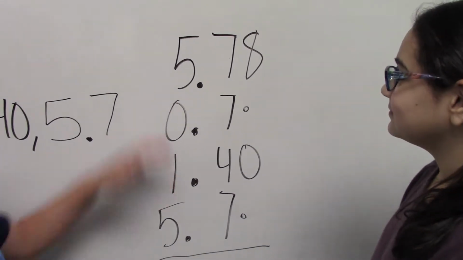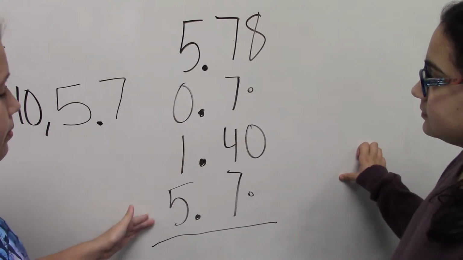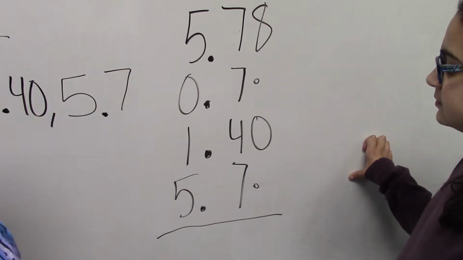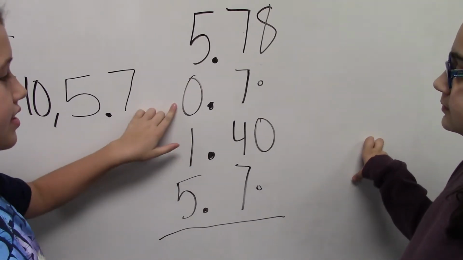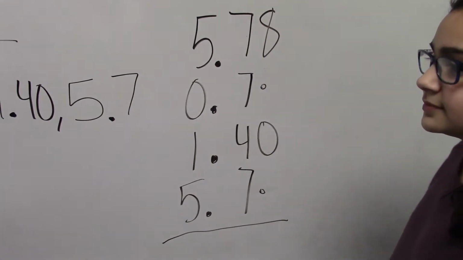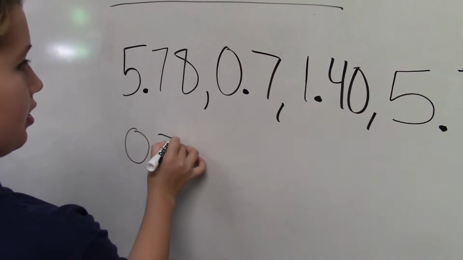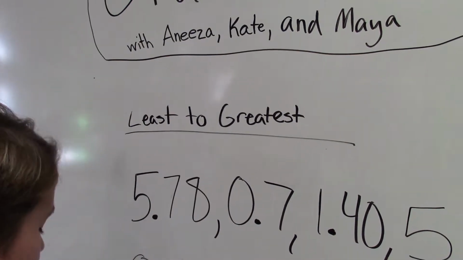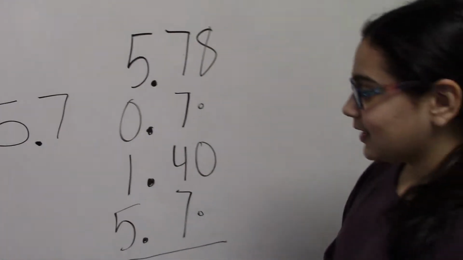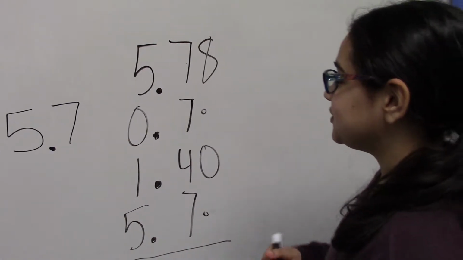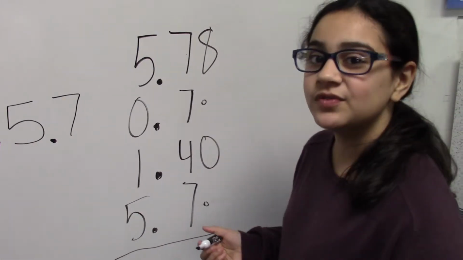The next thing you do is you're going to look at the ones column, and you're going to pick out the one that has the least amount of value. That's the 0. So that's going to be our first number, 0.7. The next thing you do is you cross out the 0.7 because you've already used it.